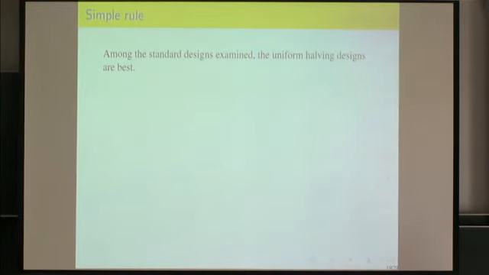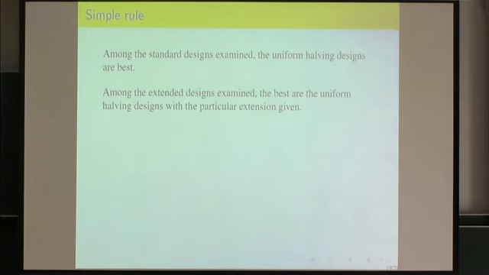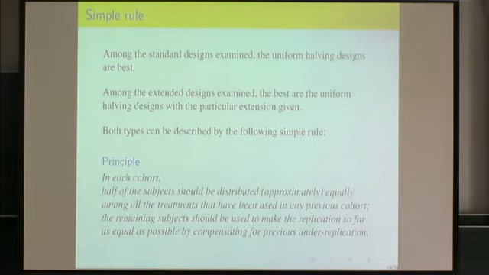So, amongst the designs I looked at, the uniform halving designs are best. Amongst the standard designs, and also amongst the extended designs if you take the particular extension I gave. And for both of them, the following rule just tells you what to do. In every cohort, half the subjects are distributed approximately equally amongst everything that's been used so far, and the remaining subjects are used to make up replication so far.